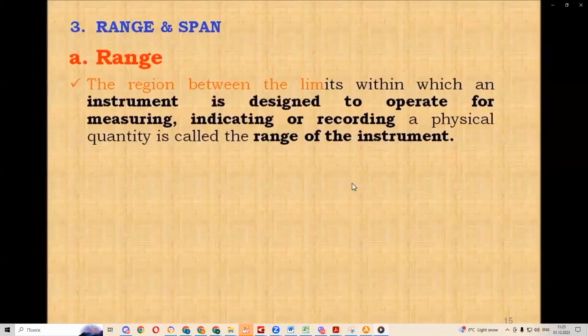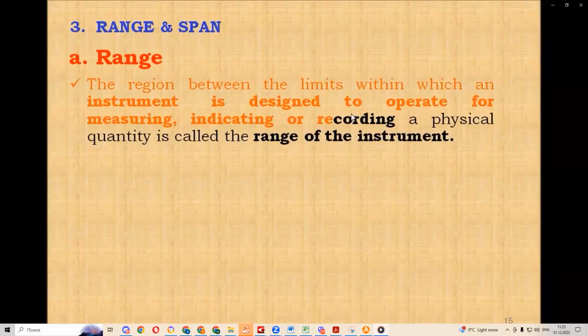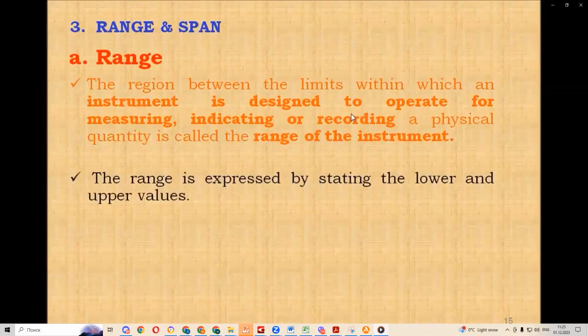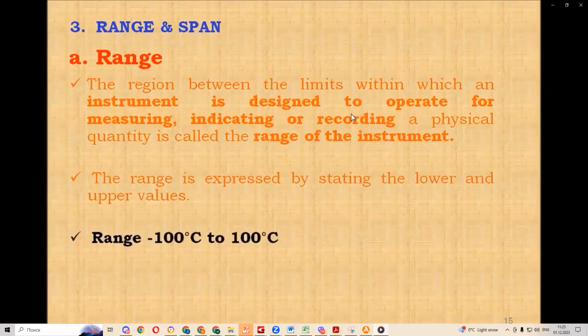Third characteristic is range and span. Range is the region between the limits within which an instrument is designed to operate for measuring, indicating or recording a physical quantity. The range is expressed by stating the lower and upper values. For example, if a temperature measuring instrument is able to measure temperature from minus 100 degrees Celsius to plus 100 degrees Celsius, then the range of that instrument is minus 100 degrees Celsius to plus 100 degrees Celsius.